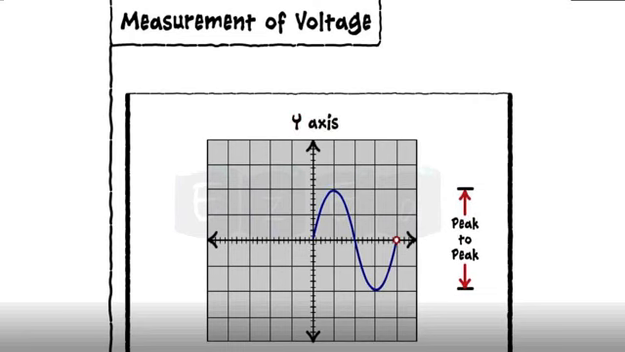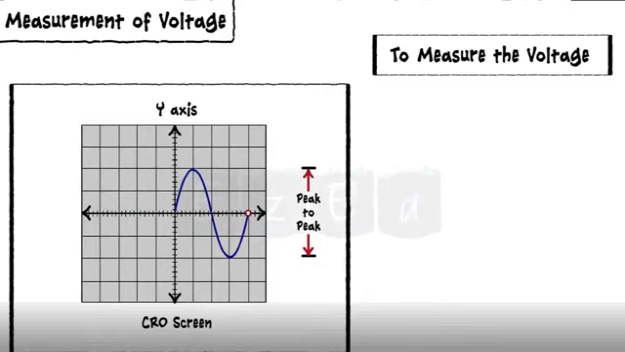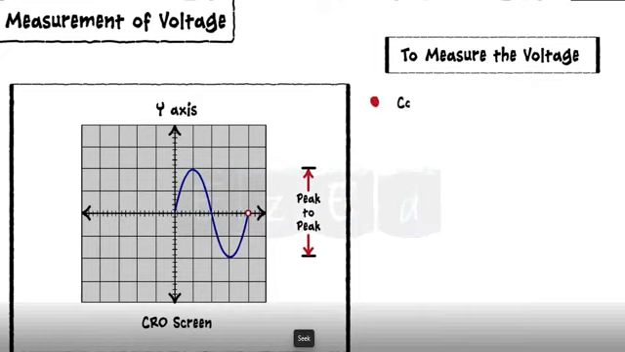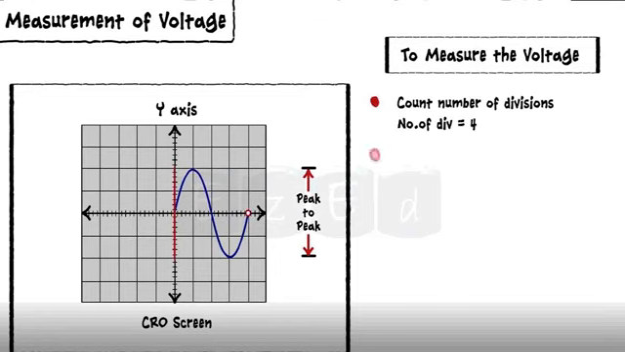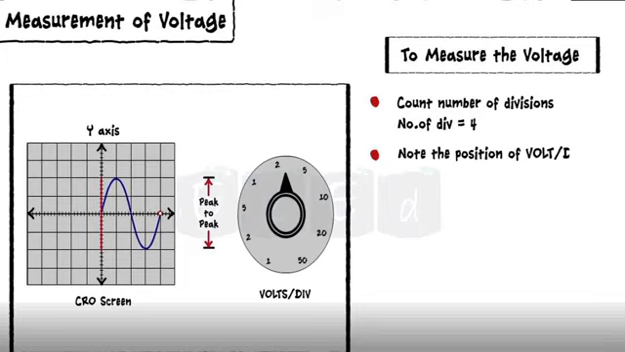Now the following procedure is followed while measuring the voltage. First, count the number of divisions in the vertical direction on the axis, which corresponds to the peak value. Suppose the number of divisions is equal to 4. Now note the position of the volt per division knob. See this position of the volt per division knob. Let us assume it is 1.